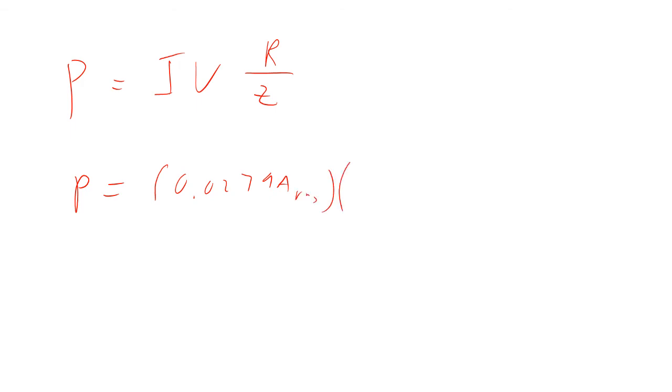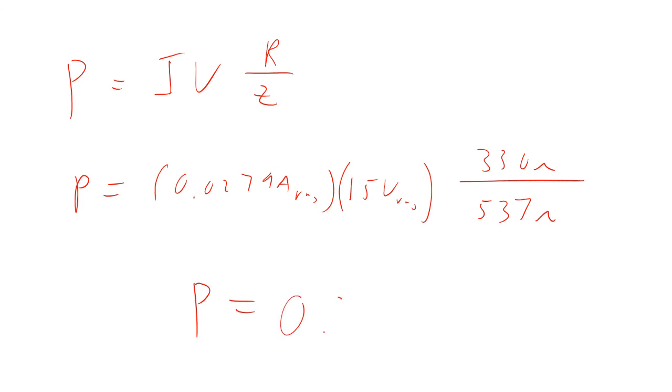So the power is going to be equal to I V R over Z. And so that's going to be equal to 0.0279 amps RMS, times the voltage, which is 15 volts RMS, and that will be 330 ohms divided by 537 ohms right there. And so the total power turns out to be 0.257 watts.